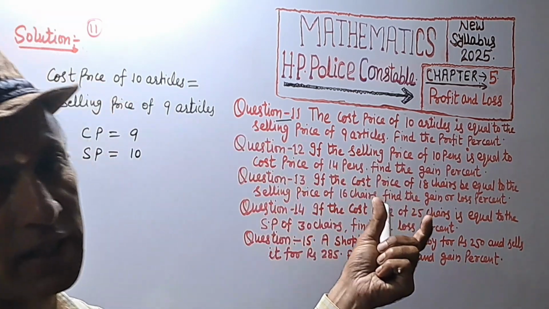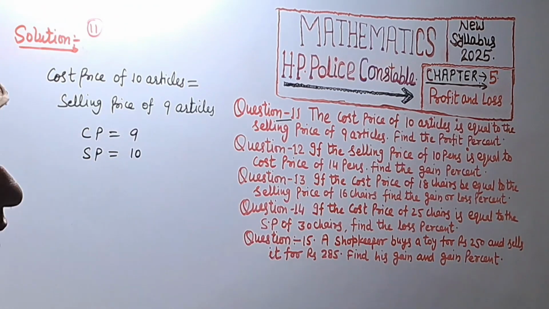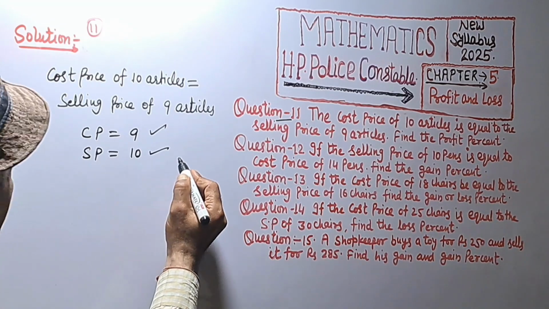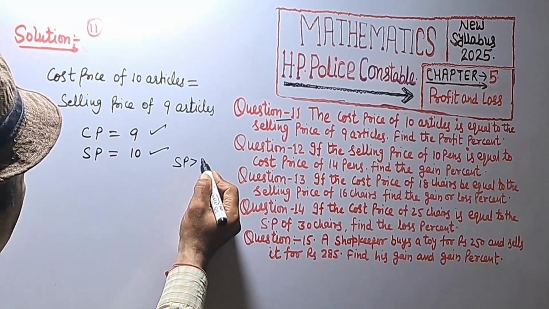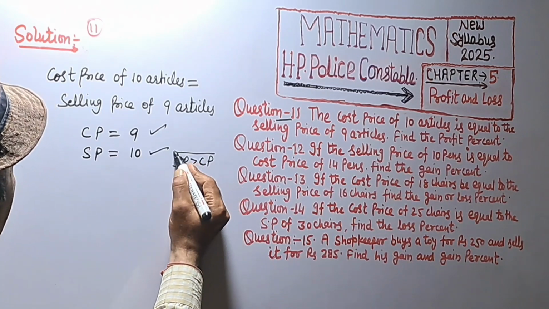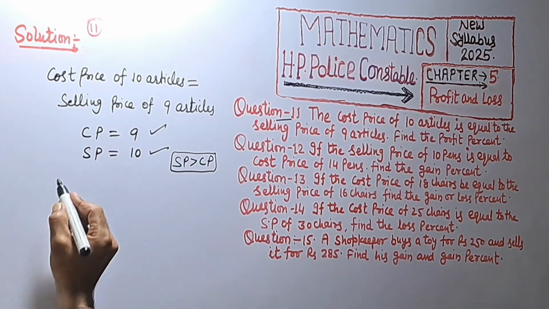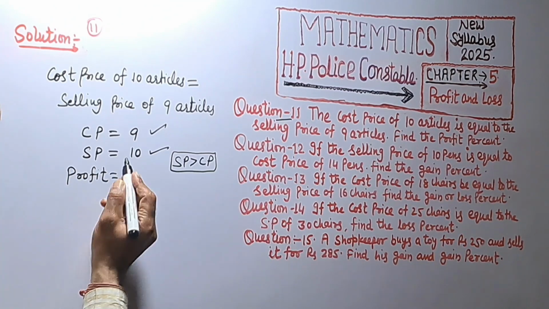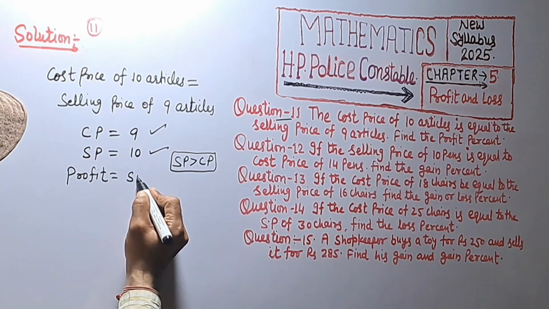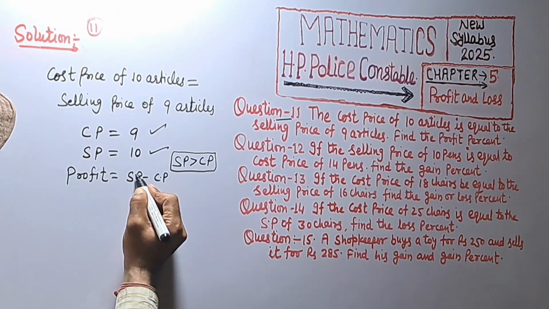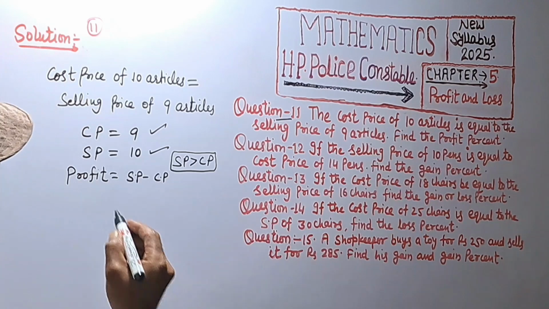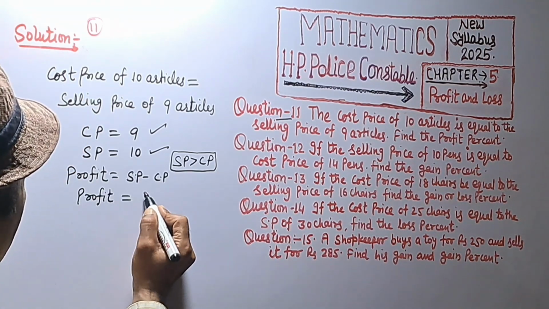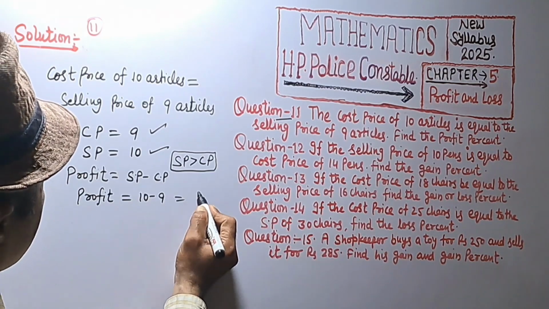Cost price of 10 articles is equal to the selling price of 9 articles. So cost price is 9 and selling price is 10. If selling price is greater than cost price, then we get profit, and profit equal to selling price minus cost price. Profit equal to 10 minus 9, that is equal to 1.